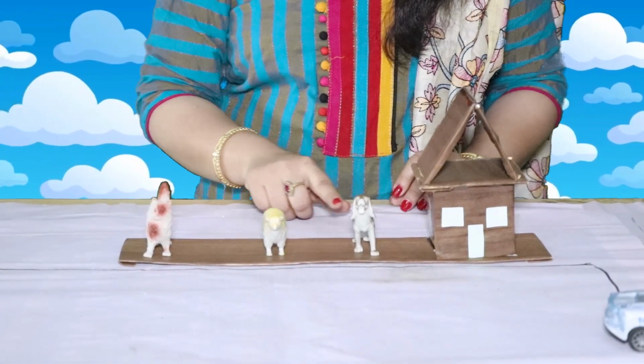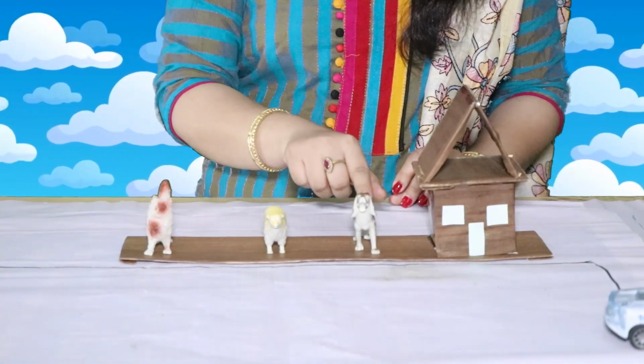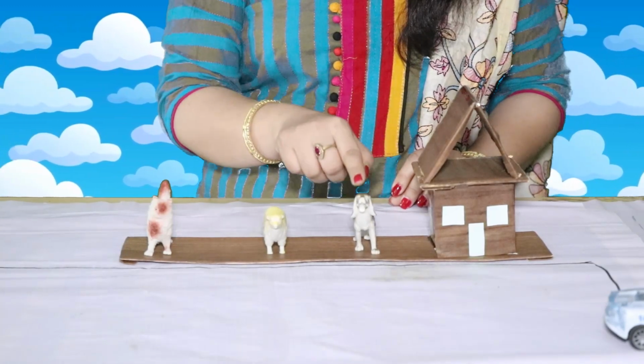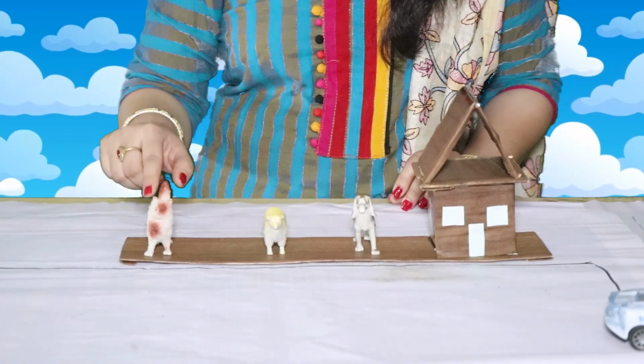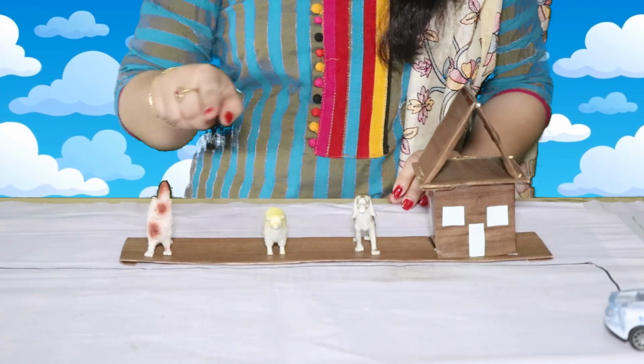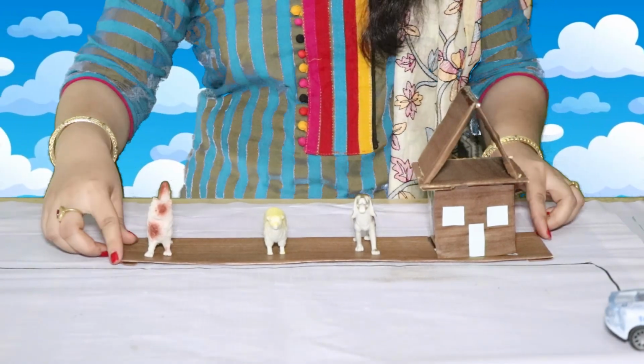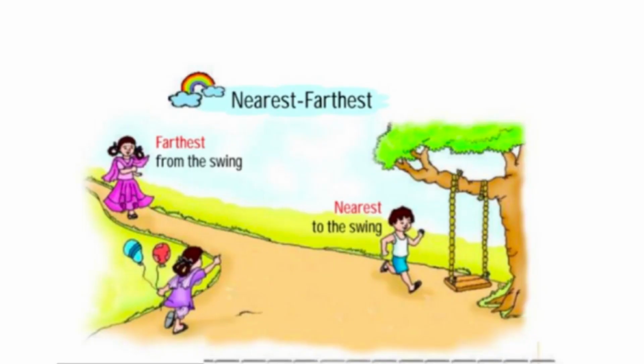Next topic is nearest and farthest. When we are comparing more than two objects or person, we use nearest and the farthest. Let's see with the example. There are three animals. The dog is the nearest to the house and the cat is the farthest from the house. Let's see in the textbook, page number 7.